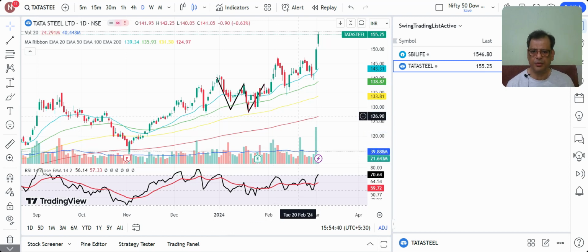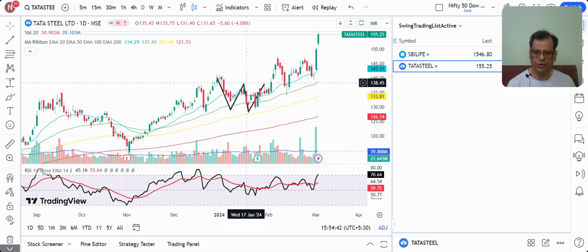Now you see this W pattern. There is a W and there's a W. This bottom is lower than this bottom. So let's look at this bottom. 129, 128. No big deal. No big shakes. Hardly 1%. Not like the 4% that I told you, right?